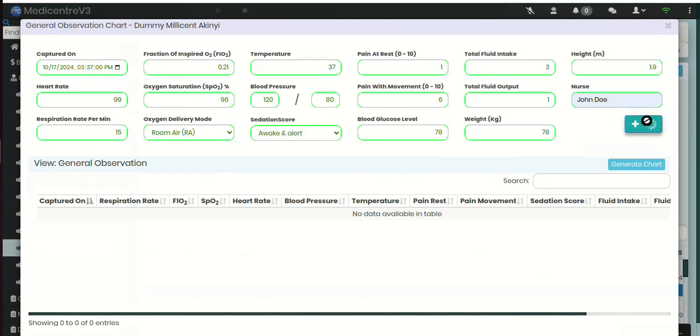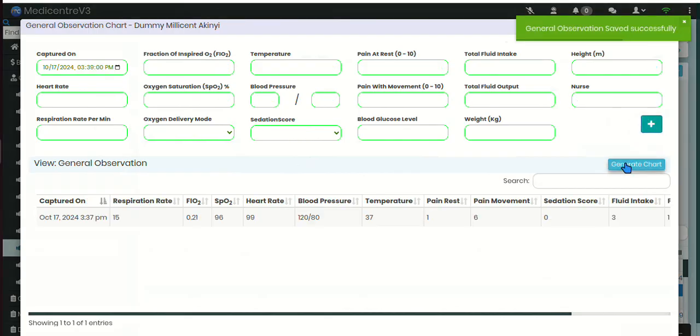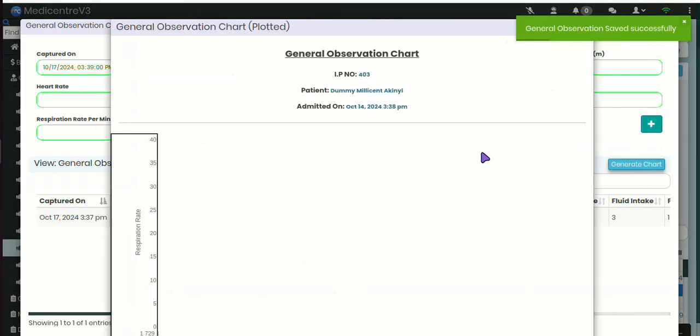Click on the Add button to save. Click on the Generate chart to print a plotted general observation chart, as shown.